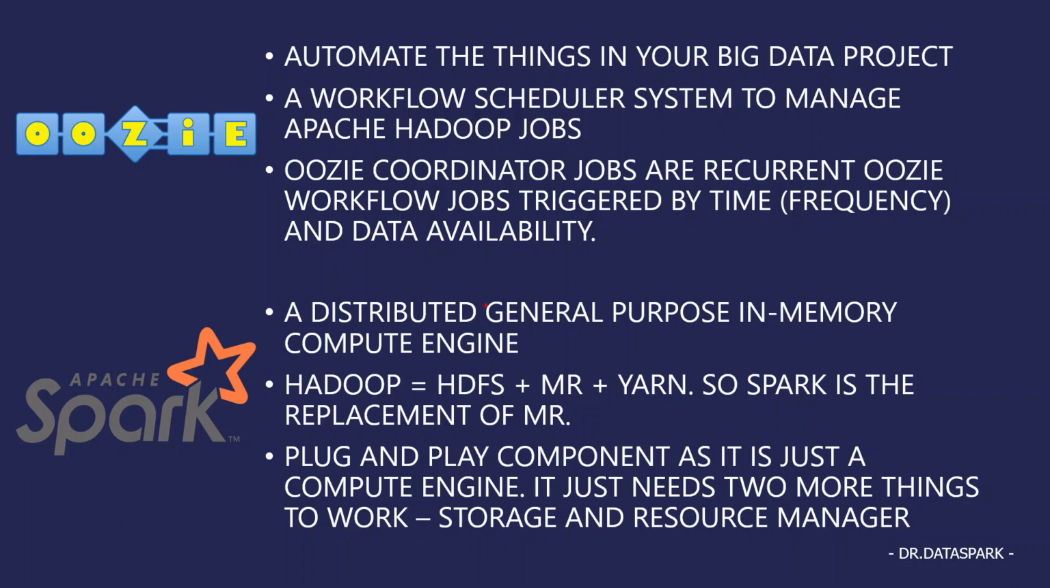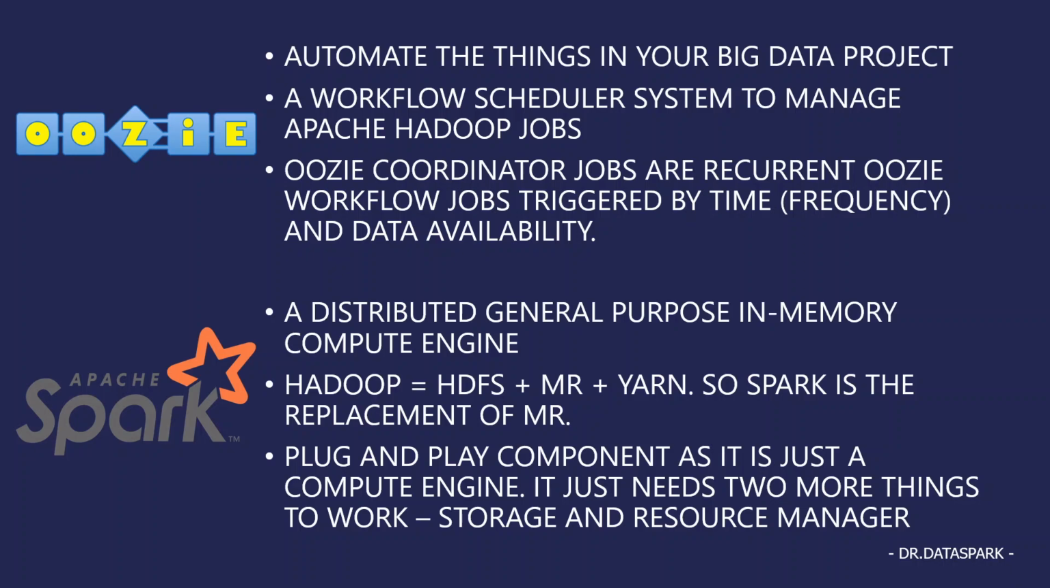MapReduce is a compute engine. Apache Spark is a compute engine. So if you want to differentiate, do it with Apache Spark and MapReduce. Now, what is this plug and play? Apache Spark is a plug and play component. If you do not want to use Apache Spark, you can use MapReduce. So it's like plug and play.